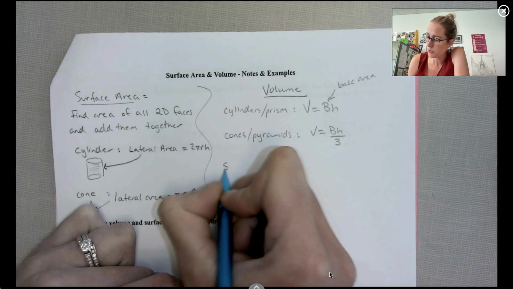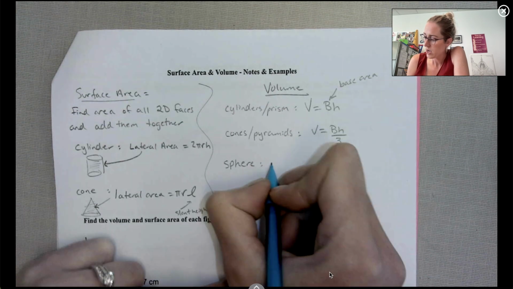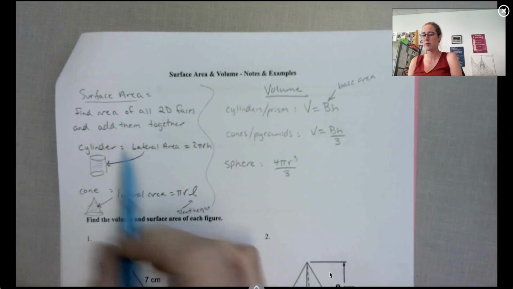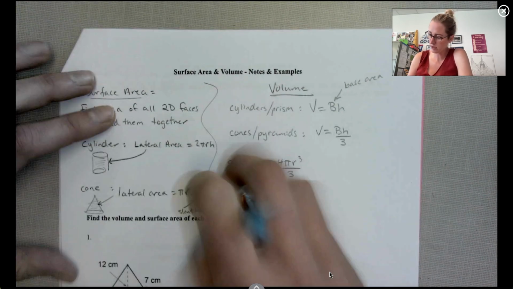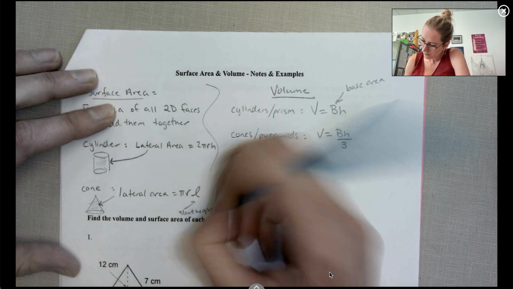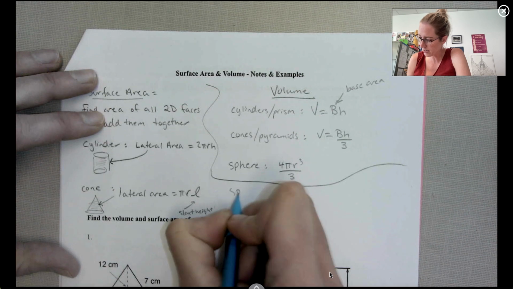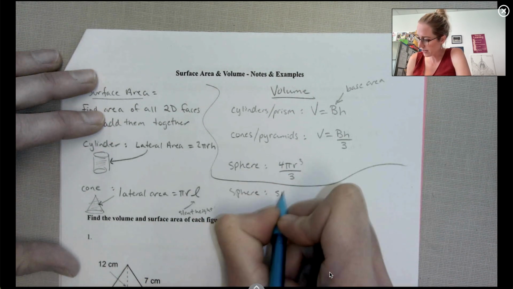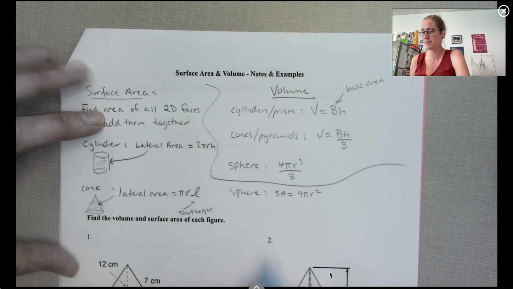And then lastly, we have a sphere. Oh, sorry, I forgot sphere over here. Sphere is 4 pi r cubed over 3. Sorry, I'm going to add sphere here as well. Here, let's do this. Those are all my volume ones. So for a sphere, the surface area is equal to 4 pi r squared for a sphere.